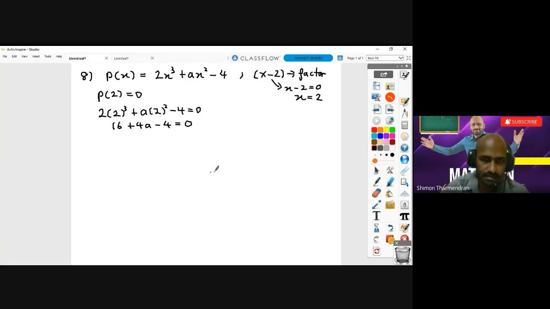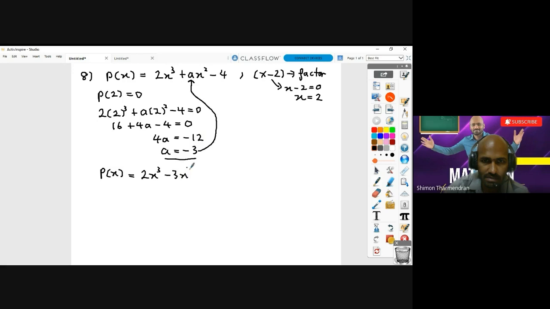And then we have 4a equals minus 16 plus 4, which is minus 12, and minus 12 divided by 4 is minus 3. So we can take a as minus 3 and put it back in to obtain the actual equation for P(x), which is 2x cubed minus 3x squared minus 4. So once we obtain that, they ask us to factorize P(x).